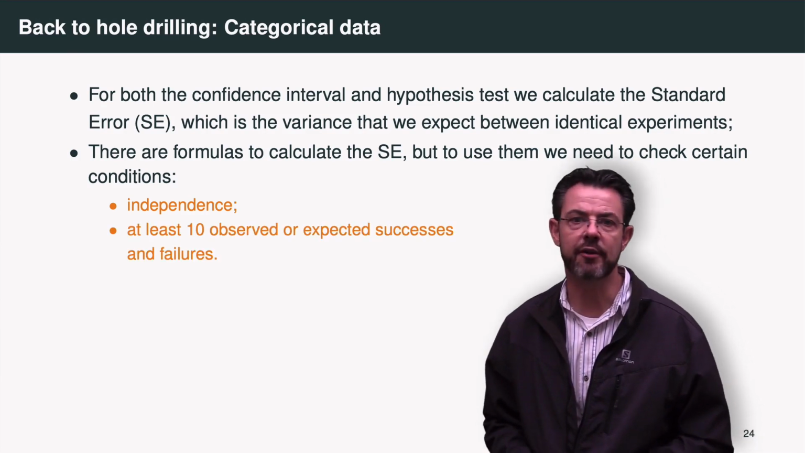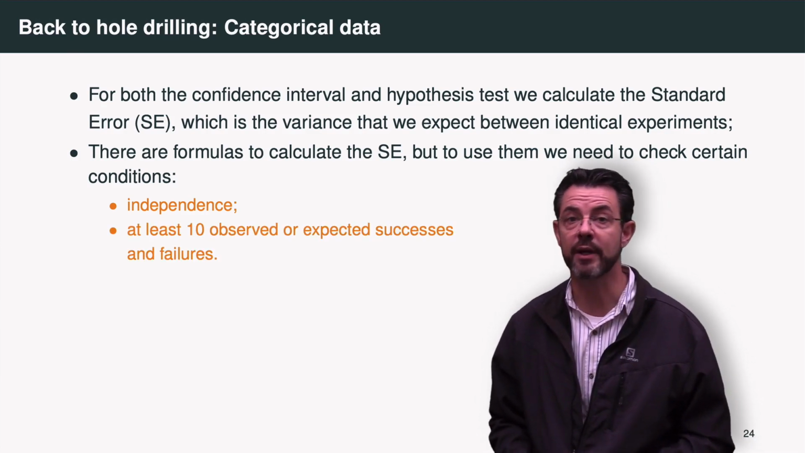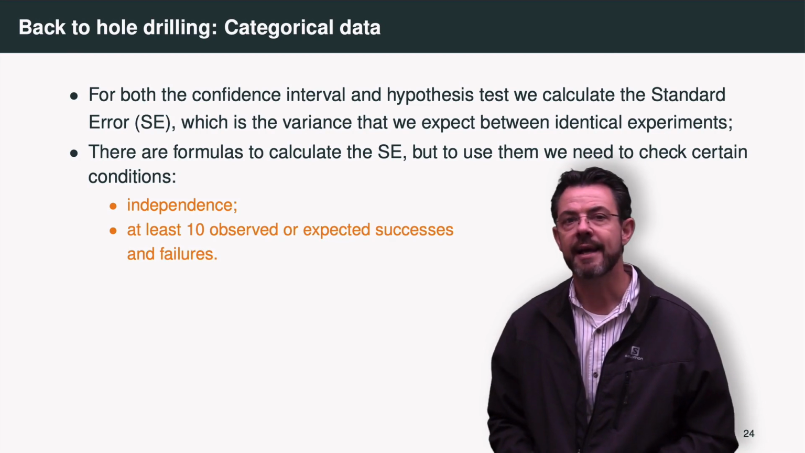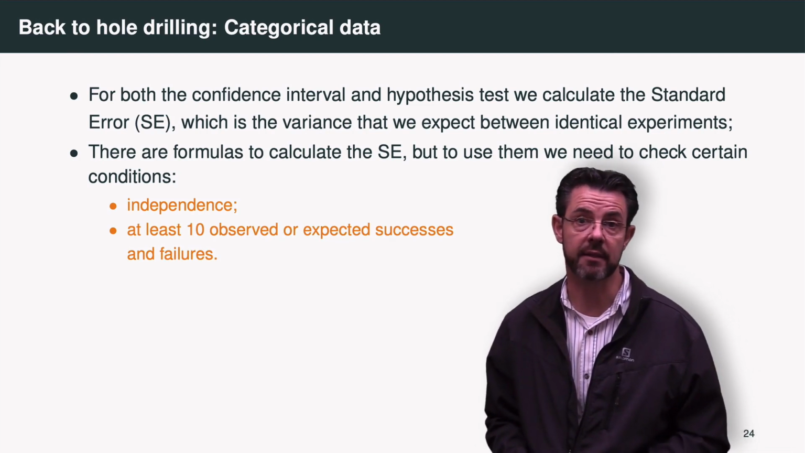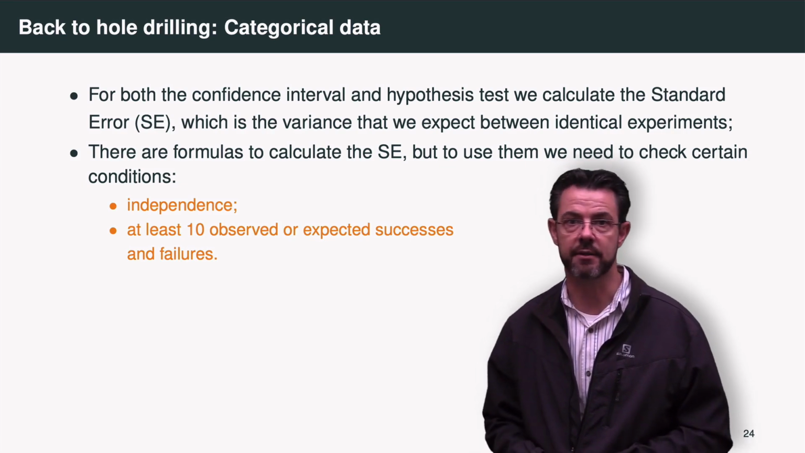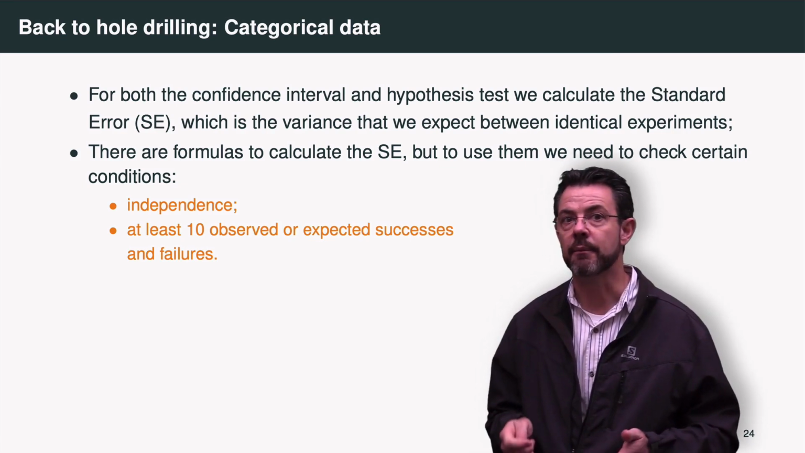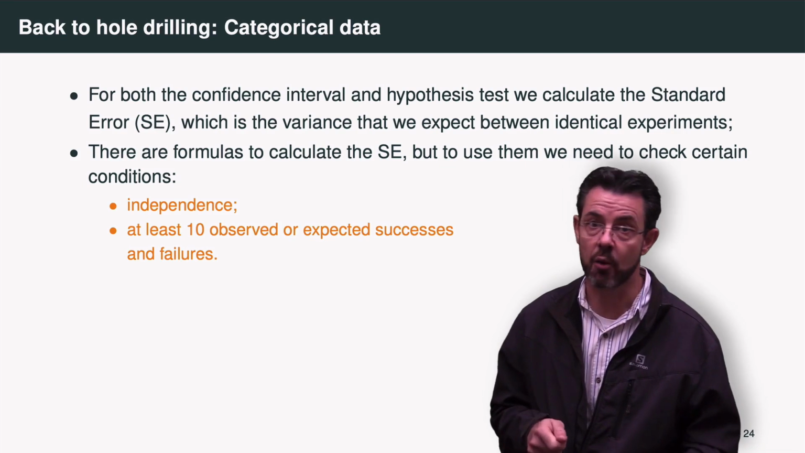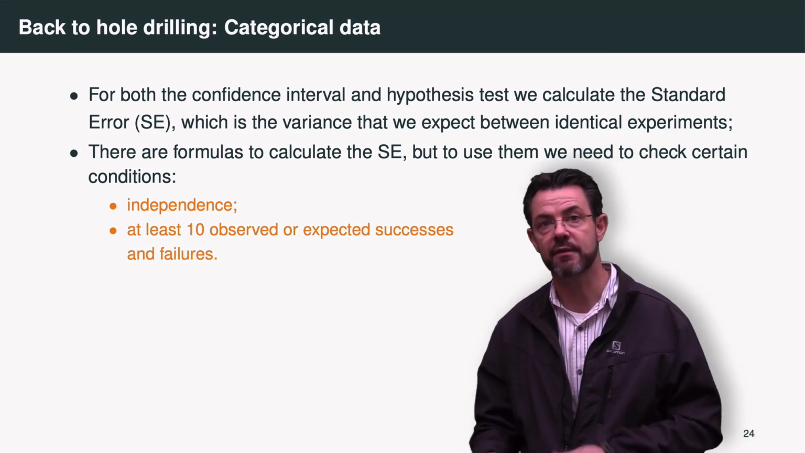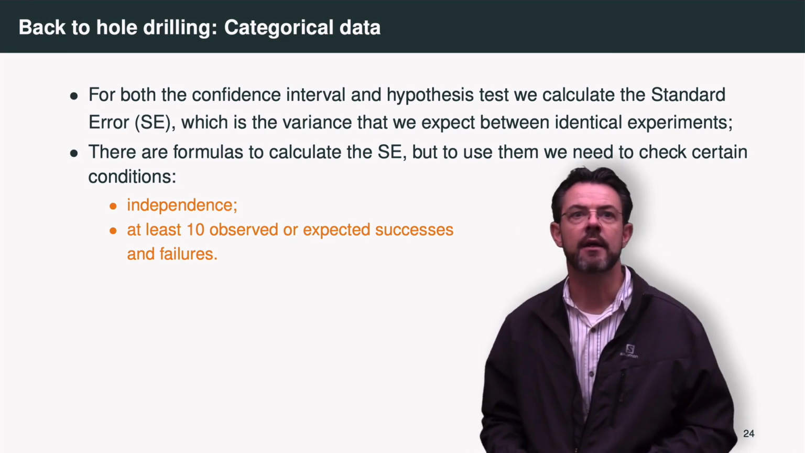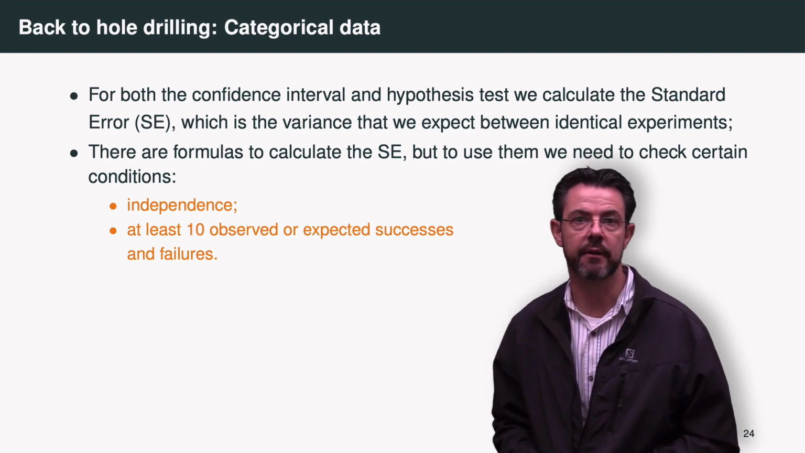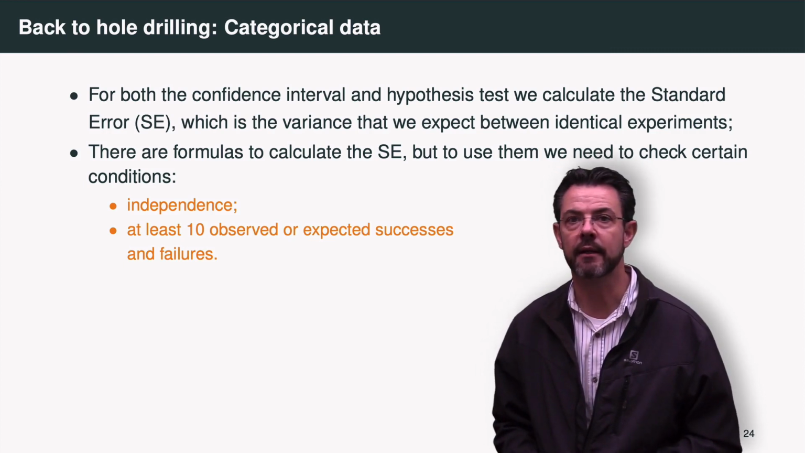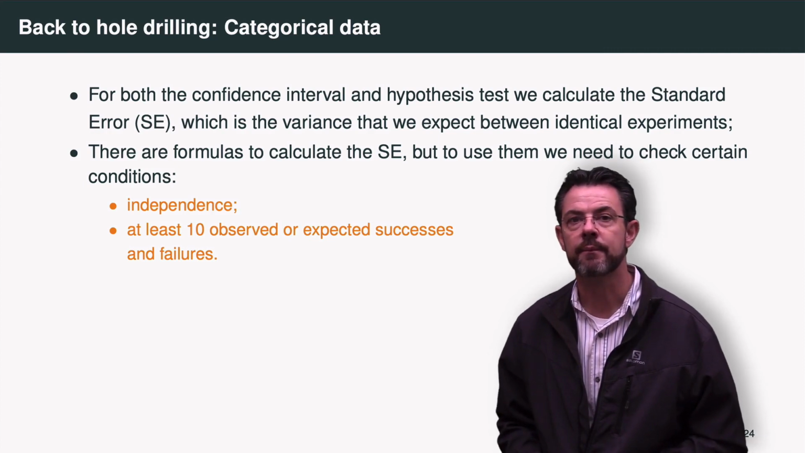The second condition that you need to check for when you work with categorical data is that you have at least 10 observed or expected successes and failures. So in our case, parts that are within spec and parts that are out of spec. If you don't have 10, you should be very careful of actually calculating hypothesis tests or confidence intervals.